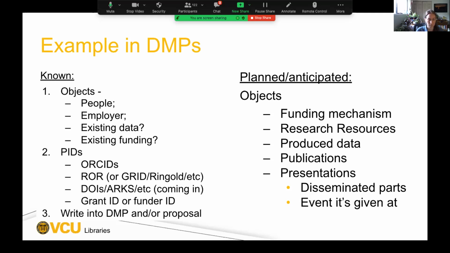And we also talk about the things that we plan or anticipate having, like the funding that we're applying to, any research resources we might use, like specific cell lines or antibodies we're going to have created if you're in the medical area, or a fancy new wind tunnel that you're going to test things with if you're in engineering, I don't know. The data that'll be produced, publications that'll be produced, presentations that'll be produced. And those are all things we anticipate getting over the course of the project, between when we do the plan and when we get the outputs.